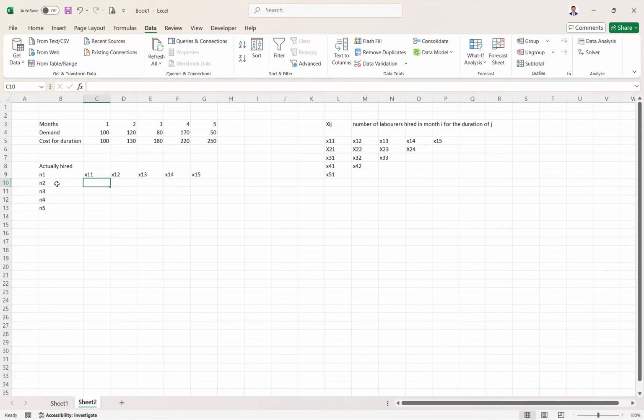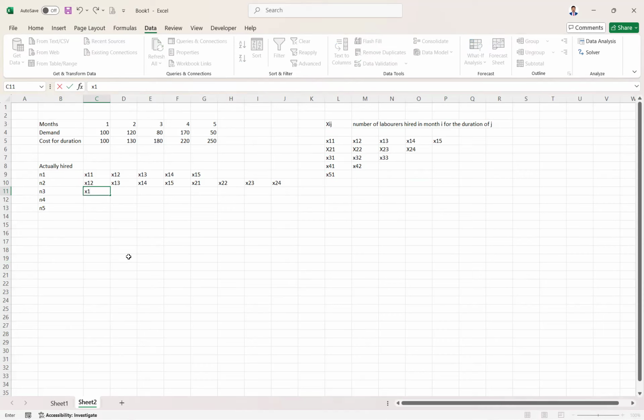Then for month 2, number of employees working in month 2, can X11 come? No, because they are hired in month 1 for a duration of 1 month. After 1 month, they leave. So they don't come here. Then who comes? X12 comes, X13 comes, X14 comes, X15 comes, then X21 comes, then X22 comes, and X23 comes, and X24 also comes here. Why? Because they are hired in month 2. These all, whatever be the number who are working, they are all working for month 2. As long as they're working for month 2, we have to count them here.